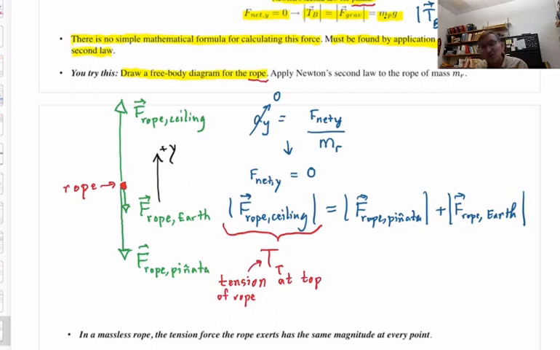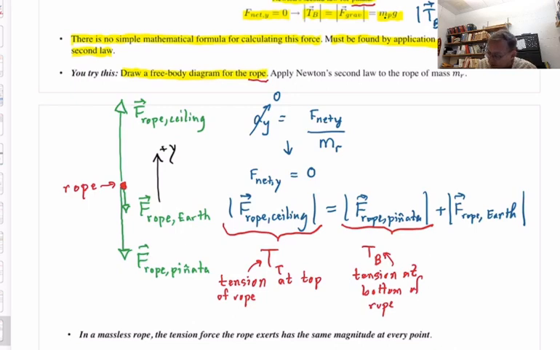And if the magnitude of the force on the rope due to the ceiling is equal to the magnitude of the tension force at the top of the rope, then how should we interpret the magnitude of the force on the rope due to the piñata? The piñata is at the bottom of the rope. That's the magnitude of the tension force at the bottom of the rope, T sub B. Okay? Now what's this last magnitude? Force on rope due to earth. That's gravitational force, isn't it?